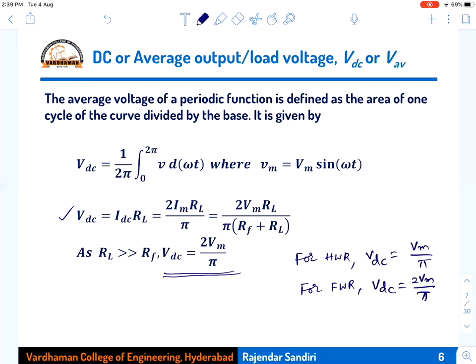And the relationship between Im and Vm, in both the cases, whether it is the half wave rectifier or the full wave rectifier, is Im equal to Vm divided by Rf plus RL. And IDC and VDC are Im by pi and Vm by pi for the half wave rectifier. For the full wave rectifier, it is 2 Im by pi and 2 Vm by pi. It is double. Okay, so these points you have to remember.